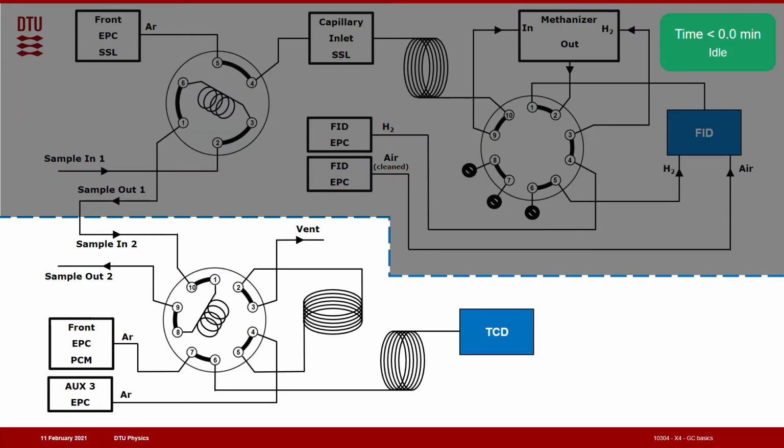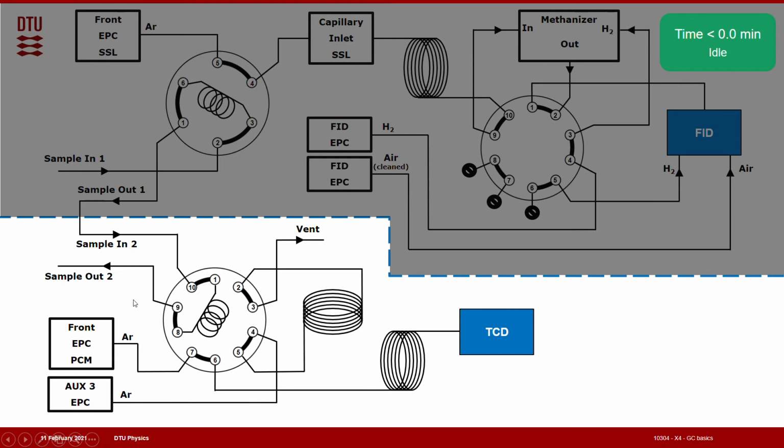So let's have a look at what that actually looks like. In either mode, the sample comes in from the FID part, but that actually doesn't matter. You can change them around if you want to. It comes in, goes through the sample loop, same size, and it goes out again.